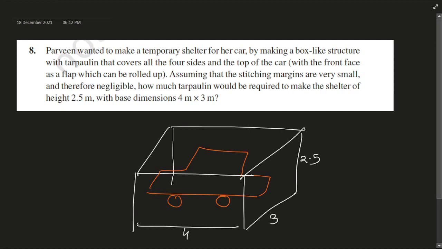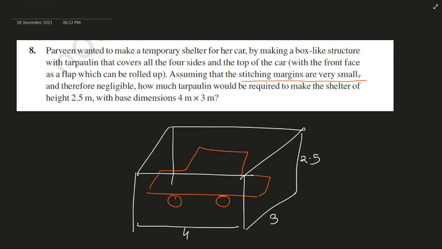As they said, you have to neglect the stitching area and all. What they said is, assume that the stitching margins are very small, so you can neglect them. Actually, there will be a stitching area also, which will be required. An extra tarpaulin will be required because some area will be used for the stitching.